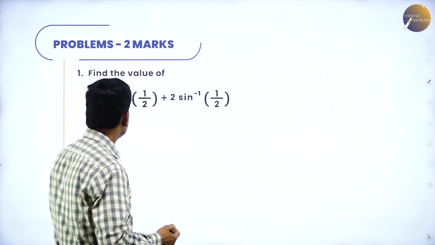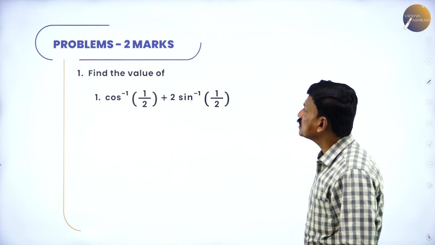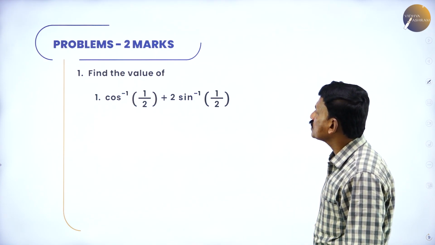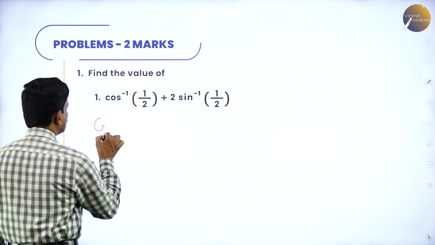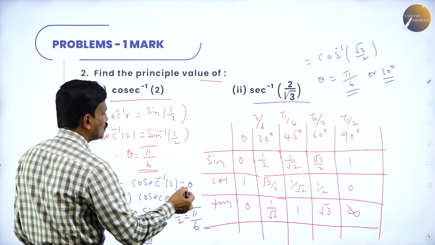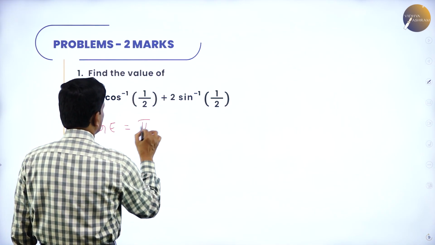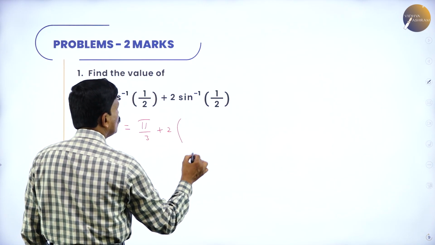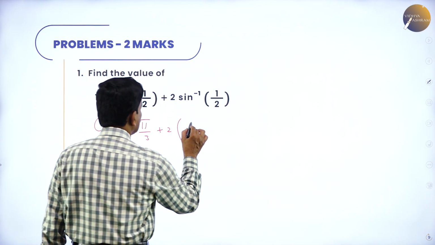Now, move on to the next problem. This is a 2 marker question, very important from the point of view of examination. Find the value of cos inverse 1 by 2 plus 2 sin inverse 1 by 2. So, the given expression can be written as cos inverse 1 by 2, which is pi by 3, plus 2 into sin inverse 1 by 2. Sin 30 is pi by 6.